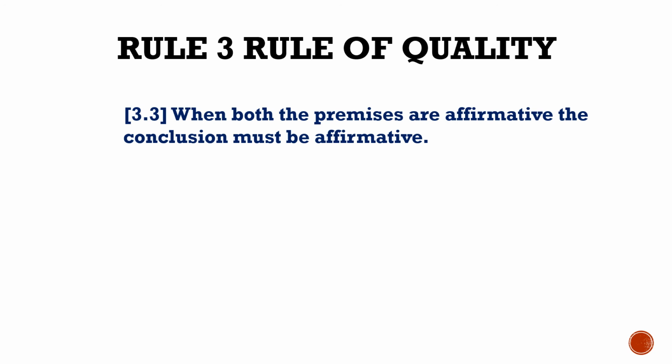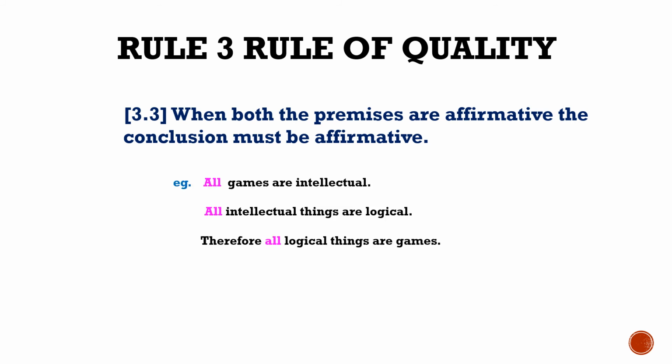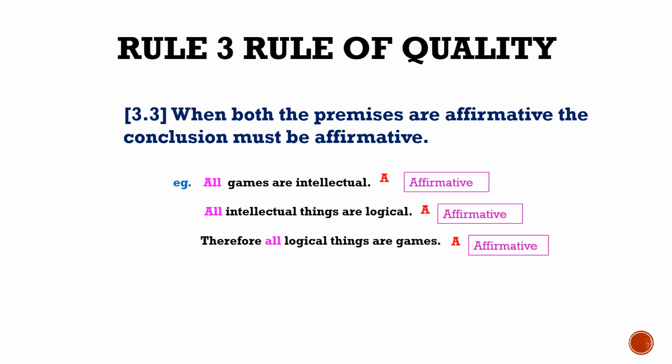Third rule of the rule of quality, that is 3.3. When both the premises are affirmative, the conclusion must be affirmative. Let us take an example. All games are intellectual, all intellectual things are logical, therefore all logical things are games. The first premise has all in it, so it's an A proposition. The second has all in it, so it's an A proposition. The conclusion has all in it, so it's an A proposition. Now here, since both the premises are affirmative, the conclusion is also affirmative. It fits in the third rule of quality.